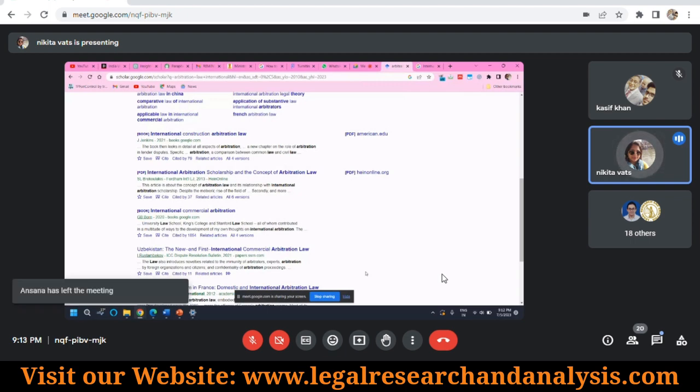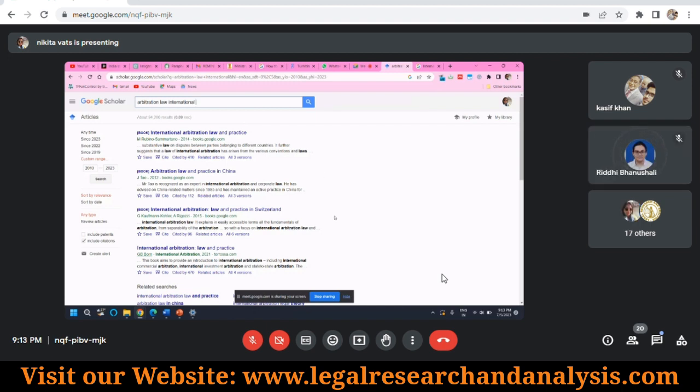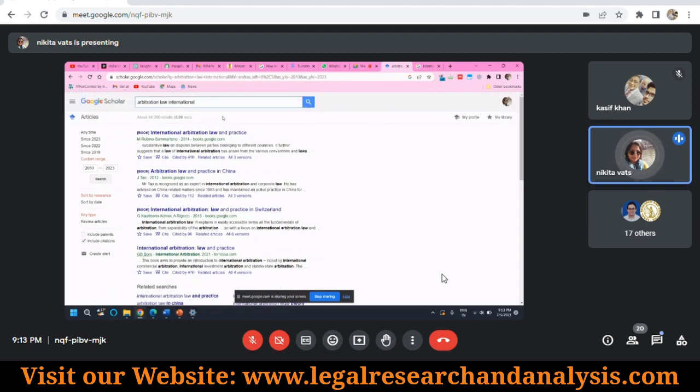Also, you can put in more keywords. The more keywords you put, the more precise the articles, papers, and books you'll get. Okay? Try this, and I think you'll be shocked to see what all has been done. Okay, let's try something else.